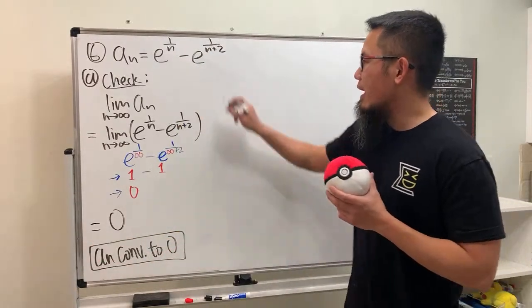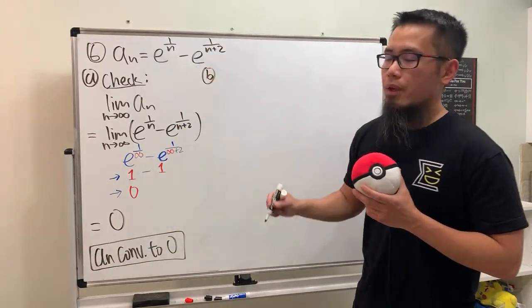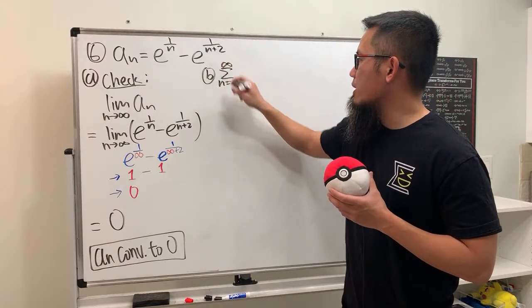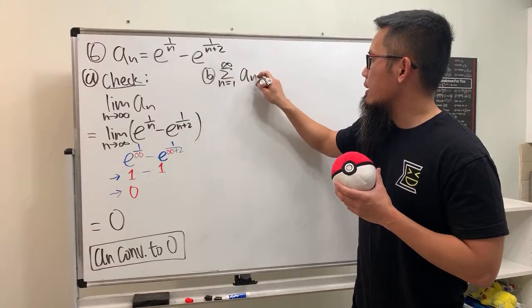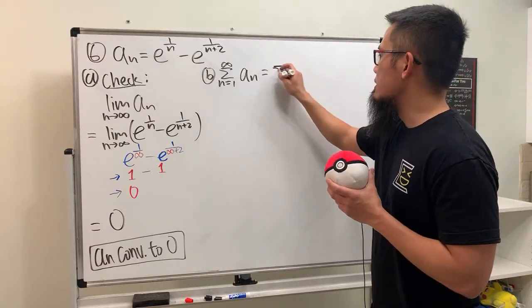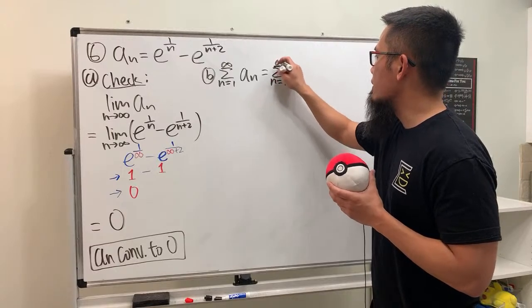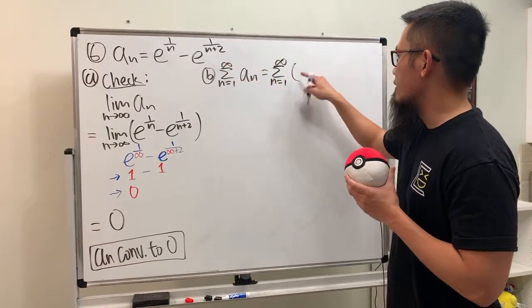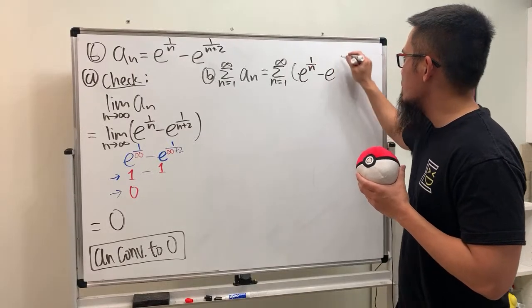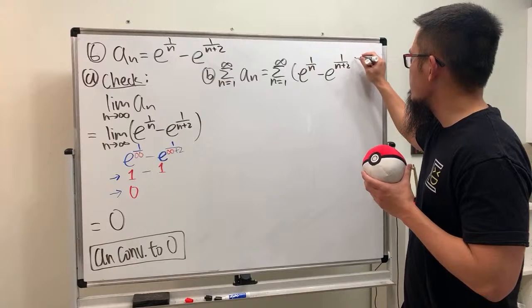Perfect. Now, part B, where we are going to do the series, right? Series as n goes from 1 to infinity of AN. Well, this right here is the series as n goes from 1 to infinity. And again, I'm just going to write down the AN formula, which is e to the 1 over n minus e to the 1 over n plus 2, like so.